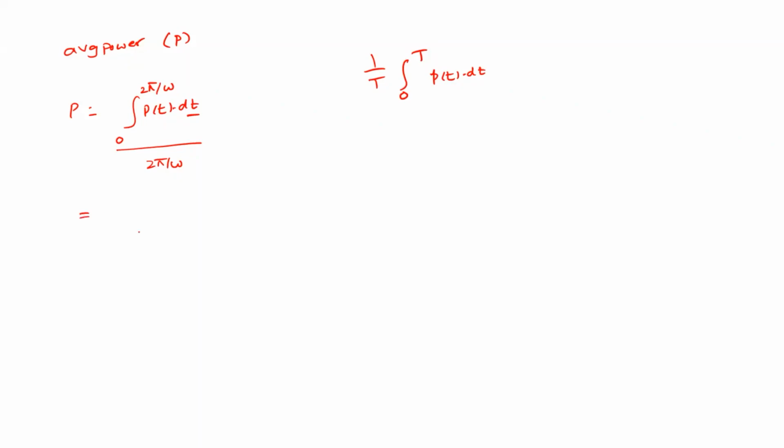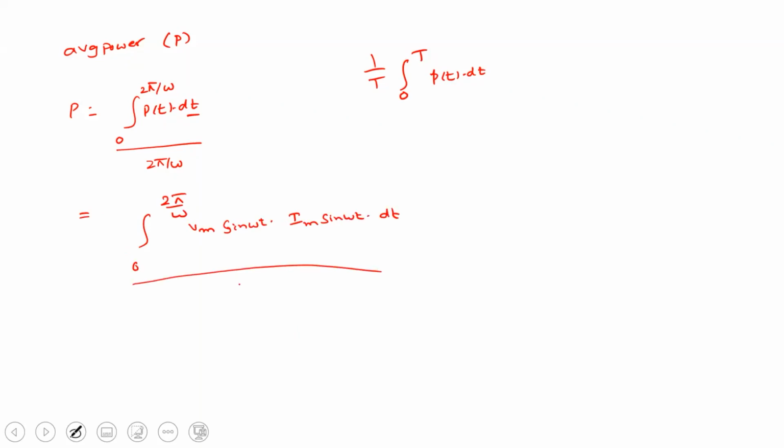Now this is equal to the integral from 0 to 2 pi by omega of Vm sin omega t into Im sin omega t into dt, and that entire thing divided by 2 pi by omega. So tell me what is the answer? Vm Im by 2. So it is Vm Im by 2, which can be written as Vm by root 2 into Im by root 2.